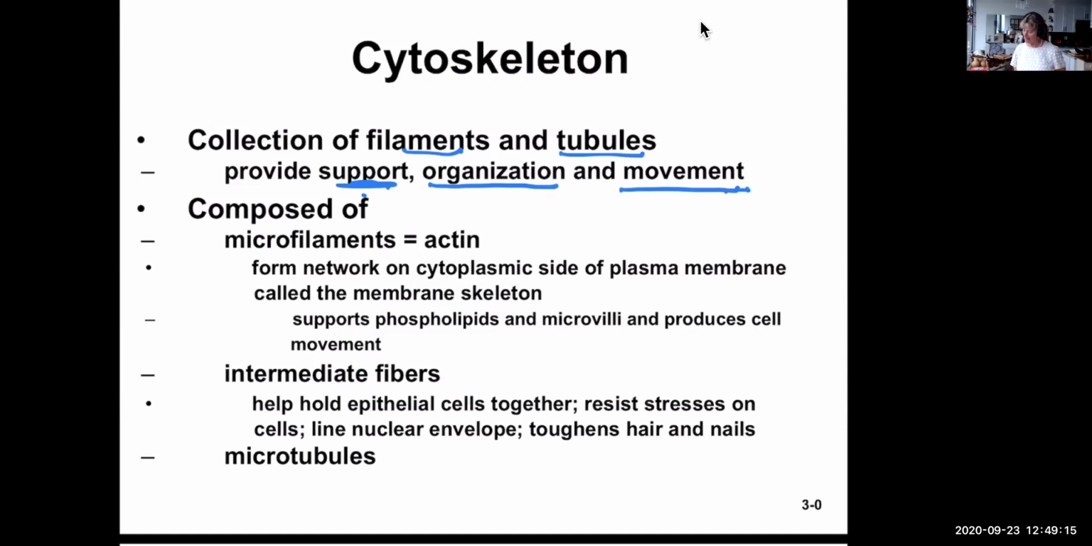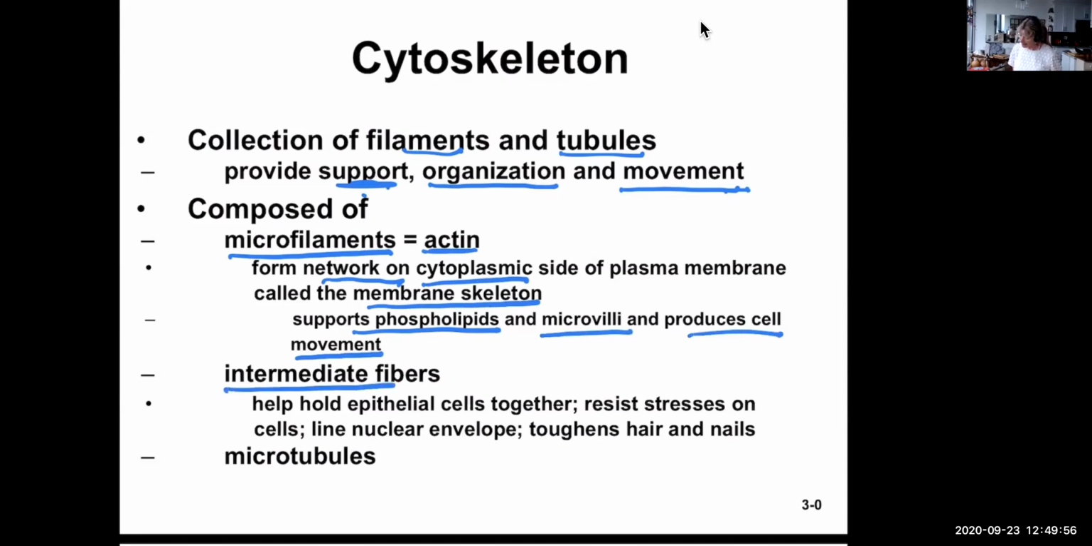The cytoskeleton has different kinds of fibers. Some are called microfilaments. That's actin. And we saw that work in the intestines, where the villi, the microvilli, had actin that pulled food into the cell. They also form a network on the cytoplasmic side of the membrane that's inside the cell, called the membrane skeleton. So it supports the phospholipids that are part of the membrane and microvilli, and it produces some cell movement.